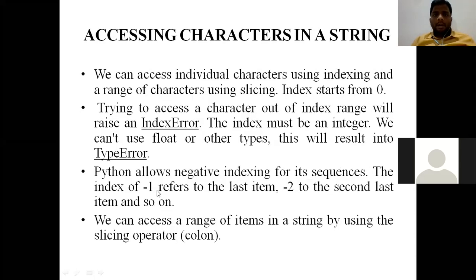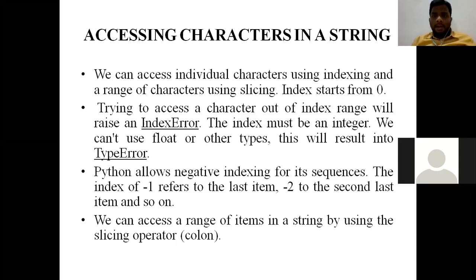Clear? After that we discussed accessing characters in a string. In the Python programming language, we can access individual characters by using an index, and we have another option called slicing. Index value starts from 0. If the index value starts from 0, it represents positive indexing, that means from left to right. If it is negative indexing, it starts from right to left, and that too starts with -1, not with 0.